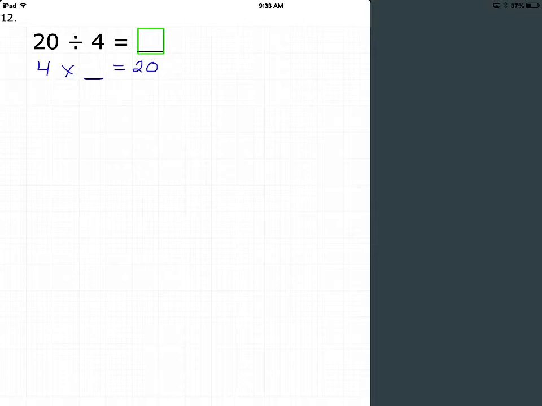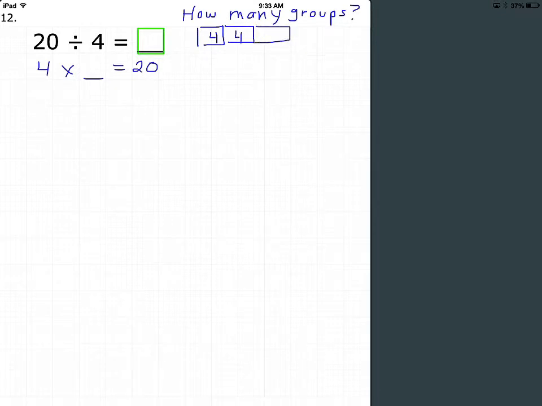Division is separating things into equal groups, the opposite of multiplication, which is putting equal groups together. So one way to model division is to say I'm making groups of 4 and I want to know how many groups I can make with 20. So that's 4, 8, 12, 16, 20. 1, 2, 3, 4, 5 groups of 4 give me 20.